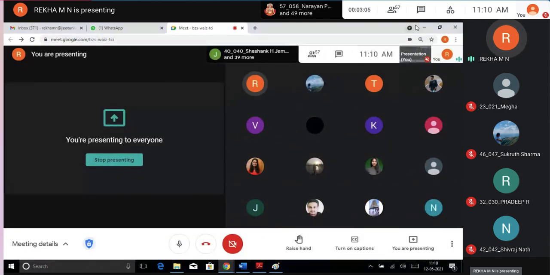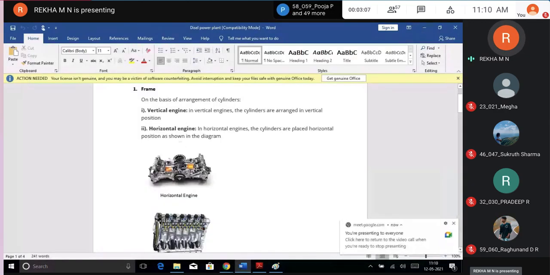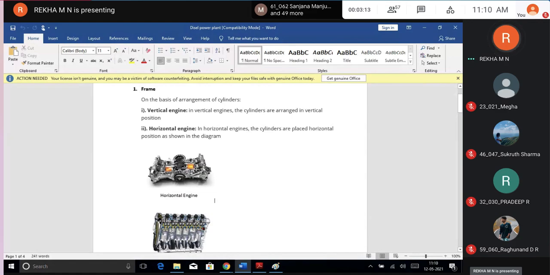Whenever it is horizontal, the capacity will usually be small. In case of vertical, the capacity will be more. Why? Because multiple cylinders will be there. That is more easily done in a vertical kind. I have not mentioned it here, but if you want, I'll add it and make sure that it will be in the notes.